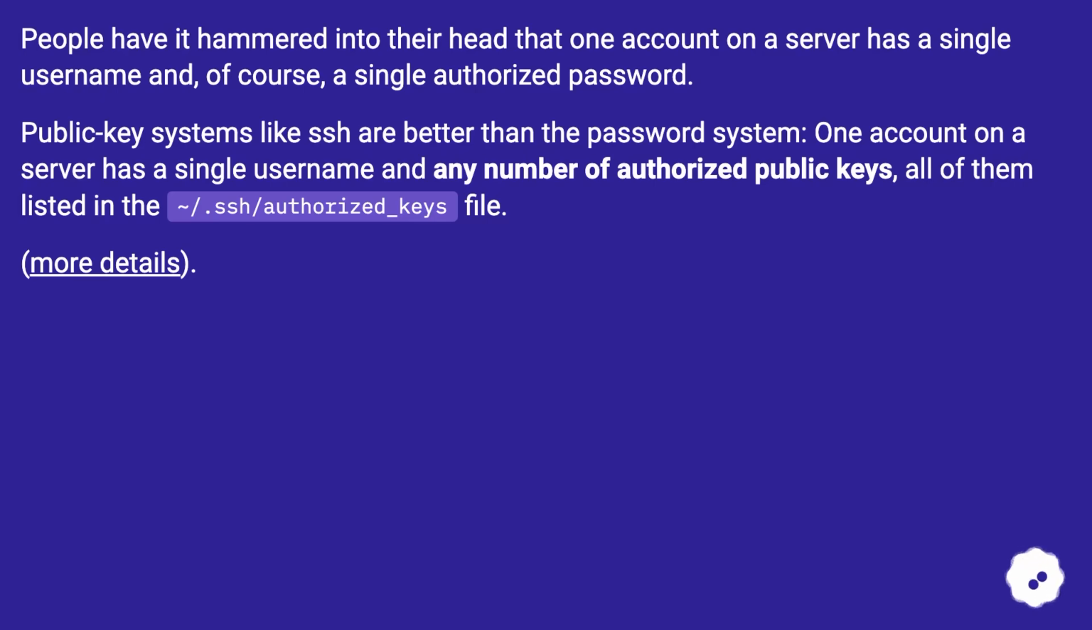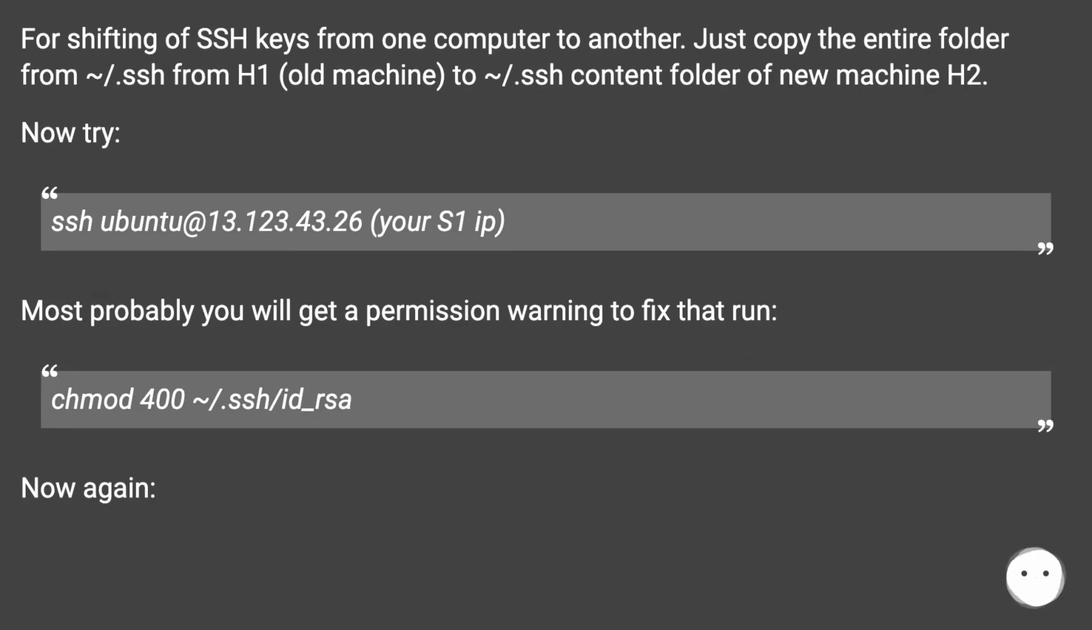More details. For shifting SSH keys from one computer to another, just copy the entire folder ~/.ssh from H1, the old machine, to the ~/.ssh folder of the new machine, H2. Now try ssh ubuntu@13.123.43.26, your S1 IP. Most probably you will get a permission warning. To fix that, run chmod 400 ~/.ssh/id_rsa.